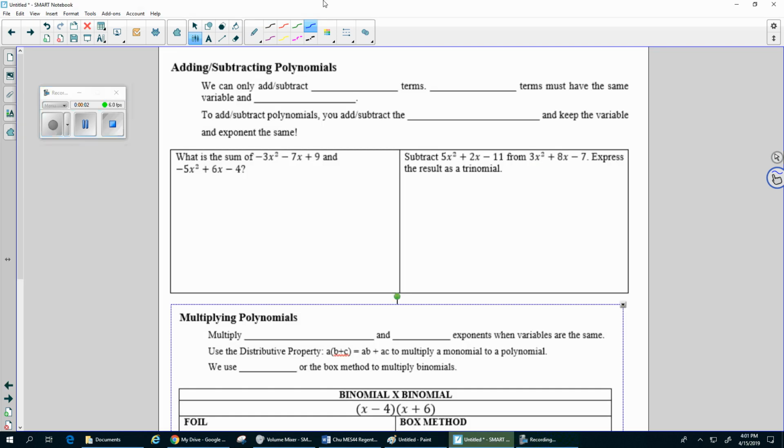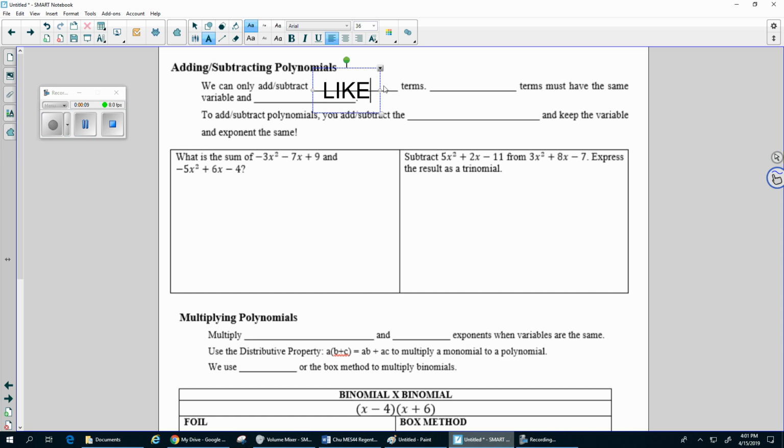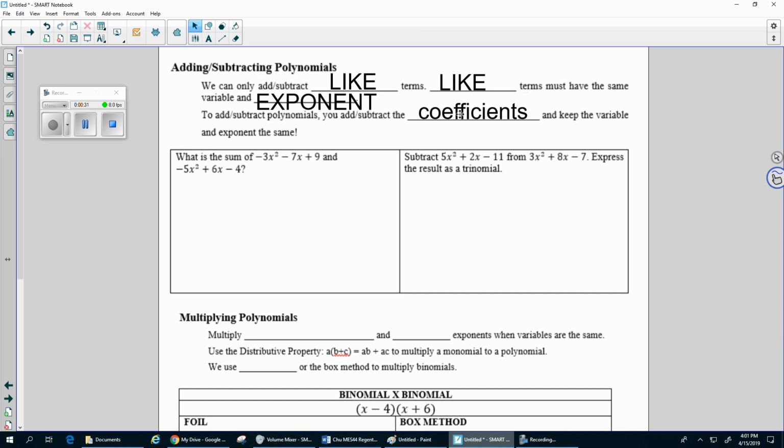Okay, let's move on to page 2, adding and subtracting polynomials. When we are adding or subtracting polynomials, we can only add or subtract them when they are like terms. Okay, and what does it mean to be like terms? Well, like terms must have the same variable and exponent. So if you don't have the same variable and the same exponent, they're not like terms. You cannot combine them. To add or subtract polynomials, you're going to add or subtract the coefficients. And remember, that's the number in front of your variable, and then you're going to keep the variable and exponent the same. So let's try this first problem together.